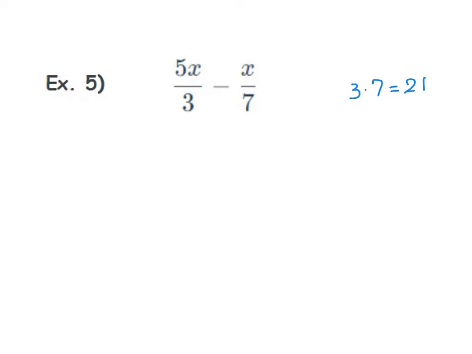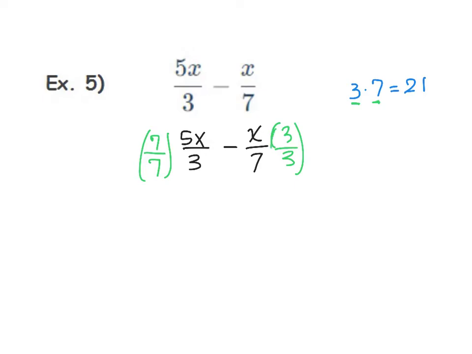So I'm going to multiply the first quantity. I already have a denominator of 3, so I only have to multiply by a 7. So we're going to multiply by 7 over 7 times 5x over 3 minus, and I have my x over 7. Now here I have a denominator of 7, meaning I need to add a factor of 3. So I'm going to multiply by 3 over 3. So multiply across the numerators here. So 7 times 5 is 35x.